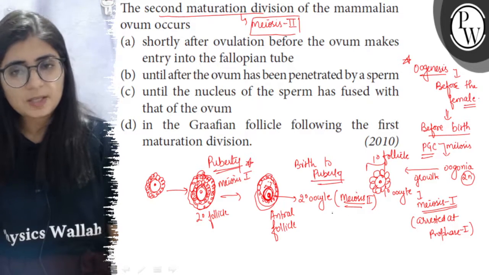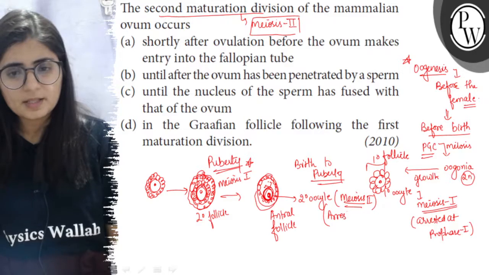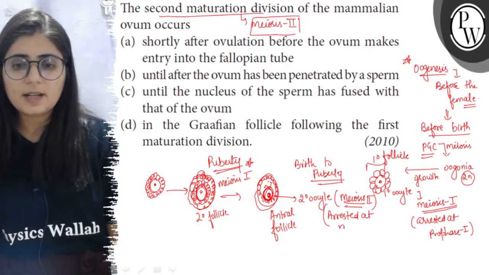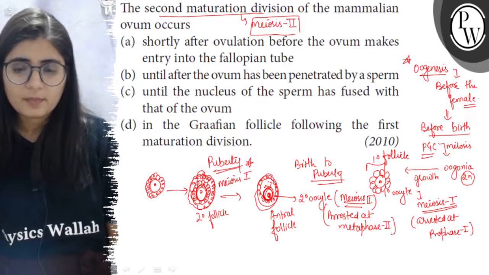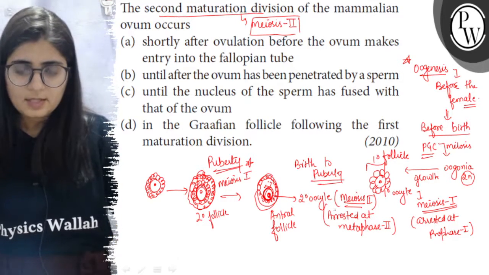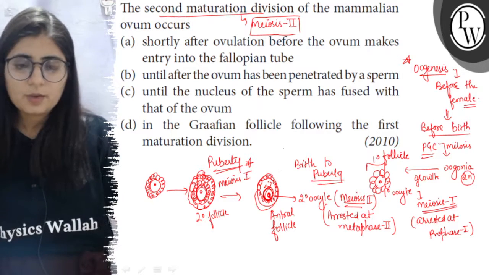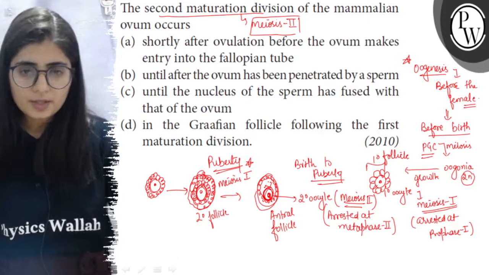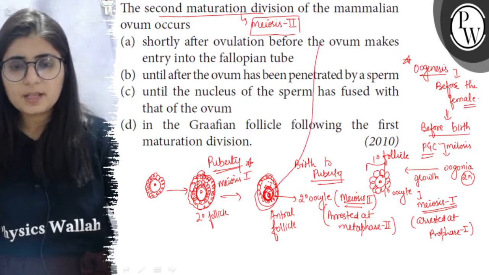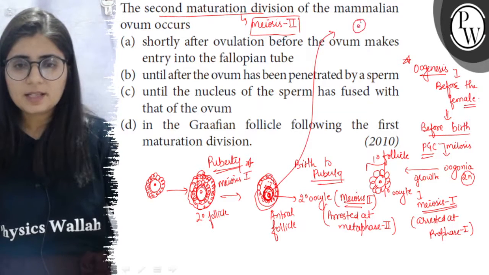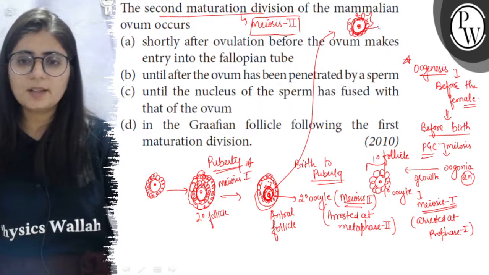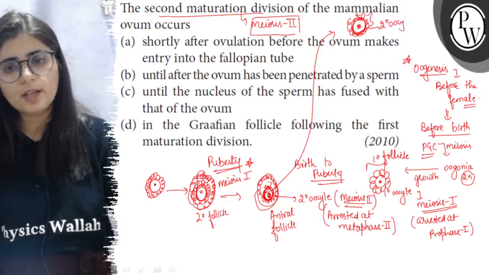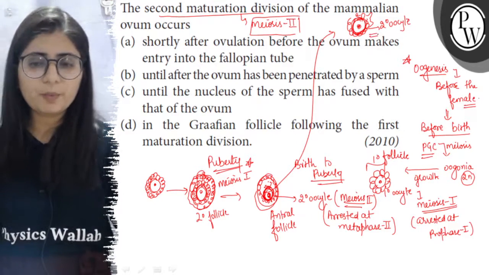Now meiosis II has been started, but again it is arrested. It is arrested at metaphase II. This event occurs after birth. Now due to a high level of LH, this secondary oocyte along with some follicular cells and the zona pellucida is released from the ovary, where it is received by the fallopian tube.